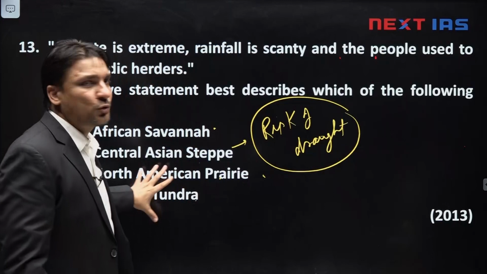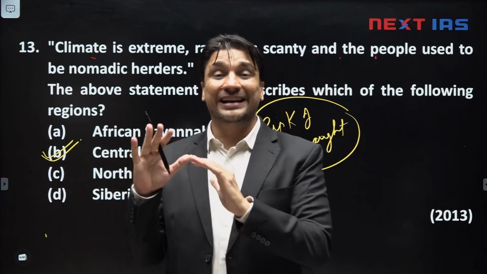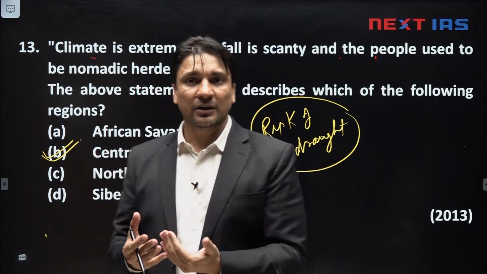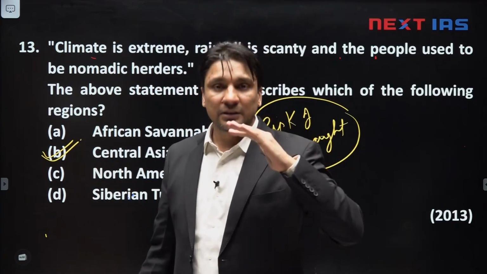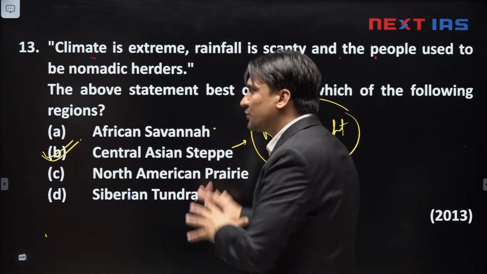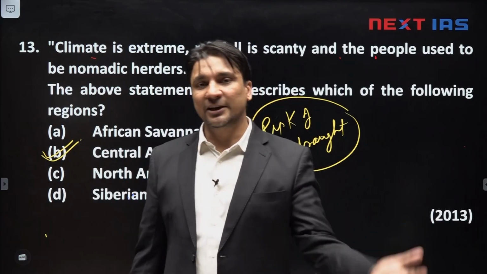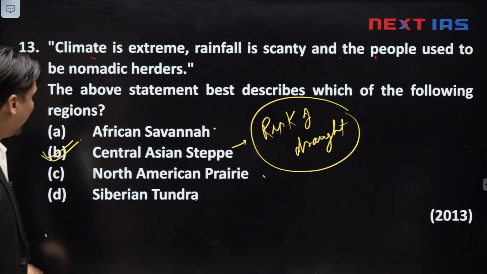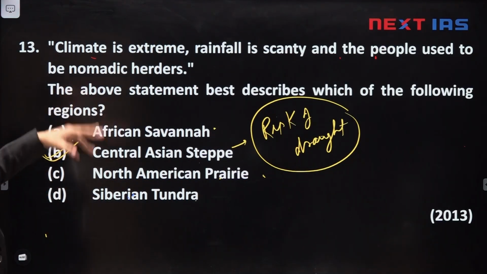So that's why this question is important. Central Asia has significantly influenced Indian history. The nomadic herdsmen of Central Asia attacked India, Northwest India specifically, multiple times. So related questions were asked multiple times in the mains examination by the UPSC. So the Central Asian steppe area explains the statement.